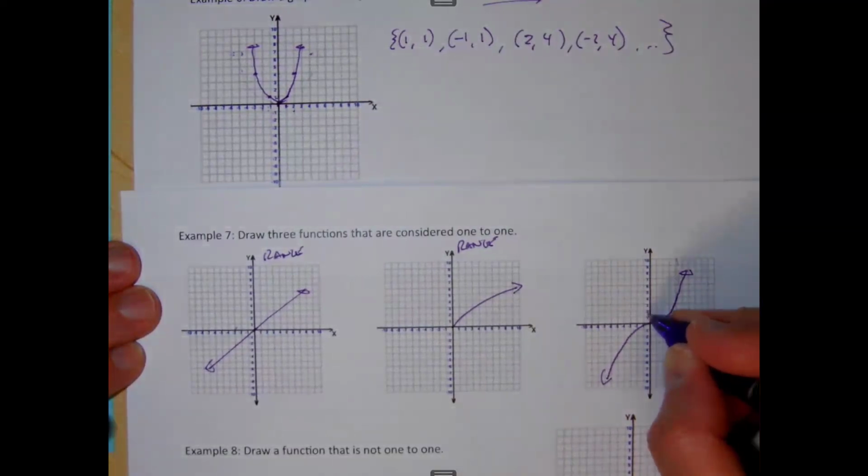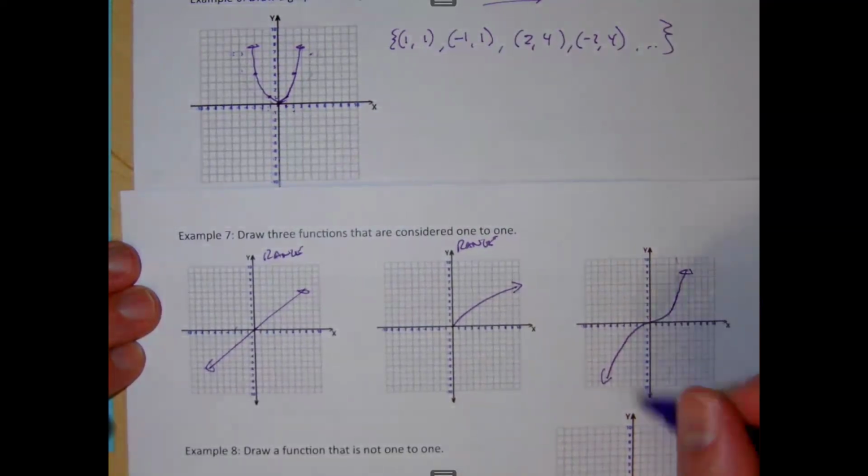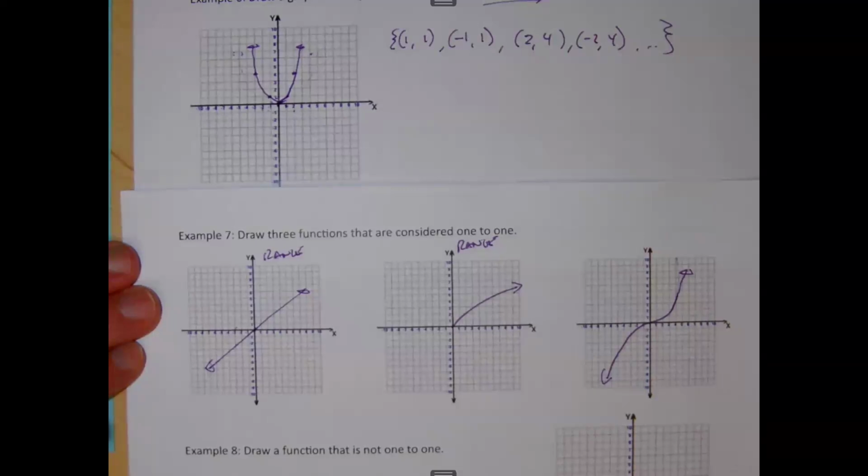2 goes to wherever this value is. 3 goes to another particular value, but unique. It's all unique down the road. And again, if I want to draw a function that is not one-to-one, all I have to do is something like that parabola looking thing.